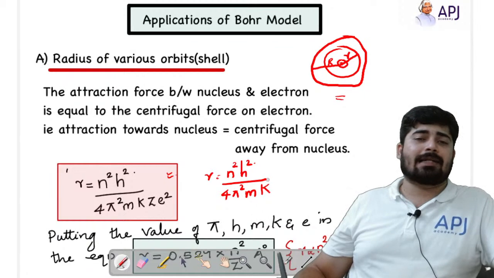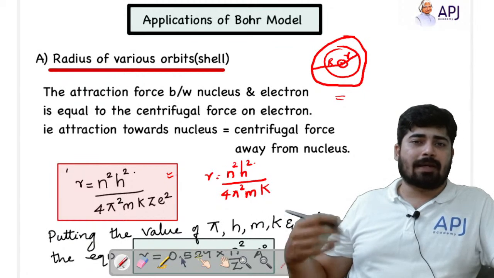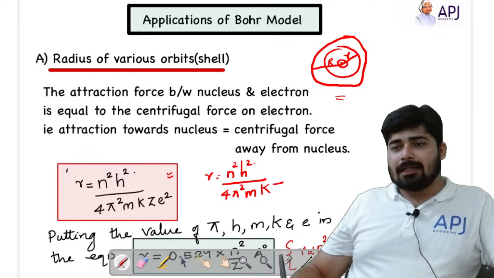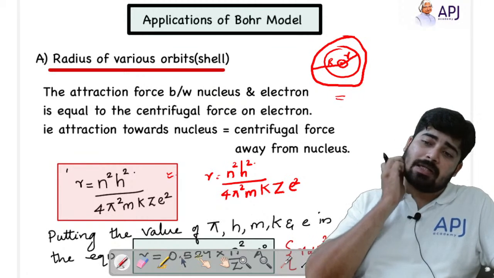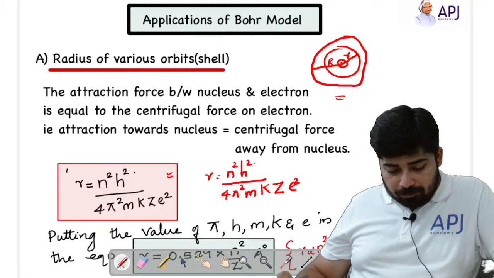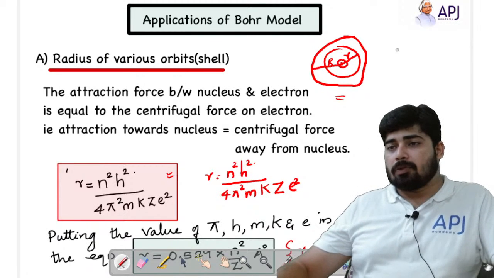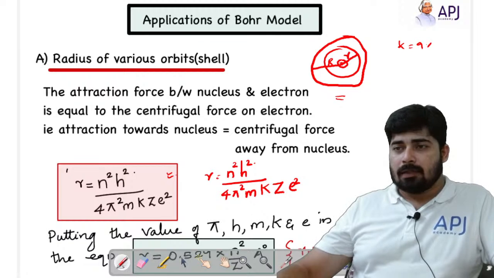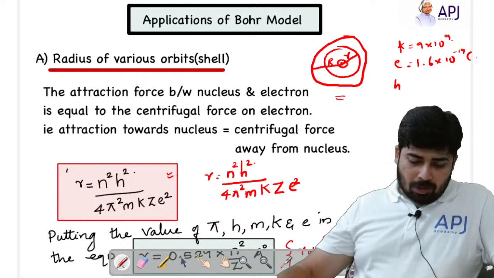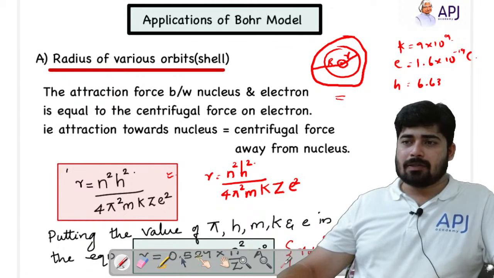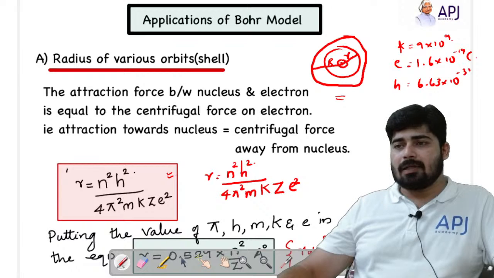K is the electrostatic constant, that is 9 into 10 raised to 9. Z is the atomic number, and E represents the charge of an electron, that is equal to 1.6 into 10 raised to minus 19 coulomb. These are the constants. And h is the Planck's constant, which is 6.63 into 10 raised to minus 31.